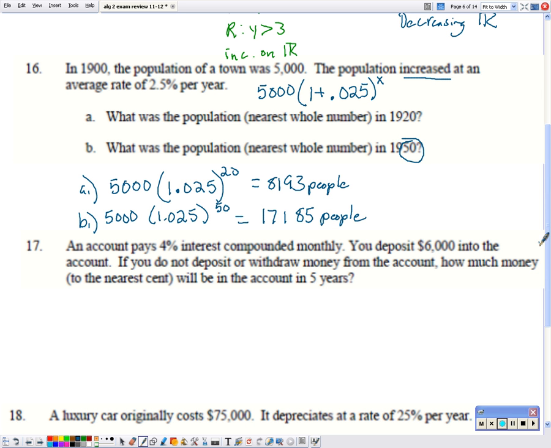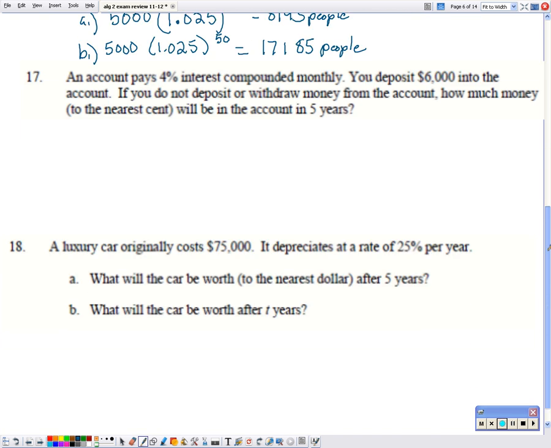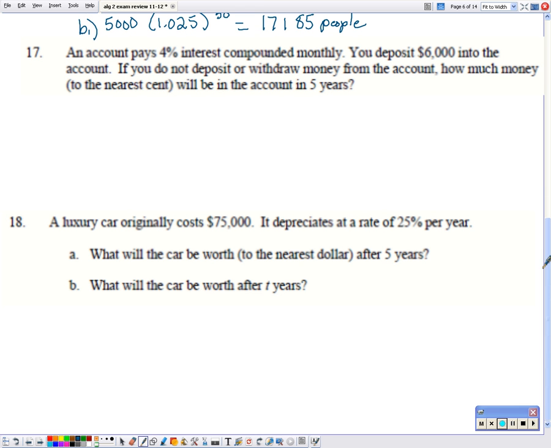An account pays 4% compounded monthly, number 17. You deposit $6,000 into the account. You do not deposit or withdraw any money from the account. How much money to the nearest cent will you have in 5 years? Well, the first thing we want to do is remember our formula for compound interest: the amount is going to equal the principal times 1 plus rate as a decimal divided by n, raised to the nt.